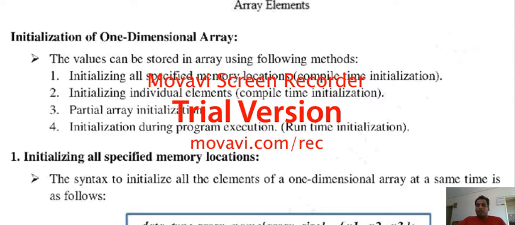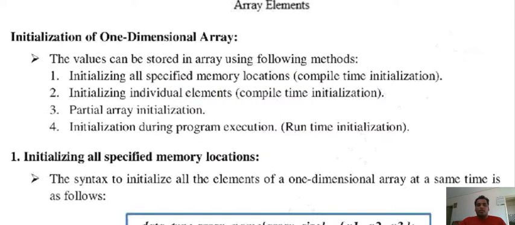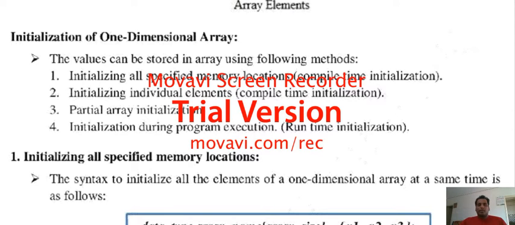So that is nothing but initializing. We have to initialize some value to the array. There are four concepts given in array initialization: initializing all specified memory locations, initializing individual elements, partial array initialization, and initialization during program execution. We'll also call that runtime initialization.